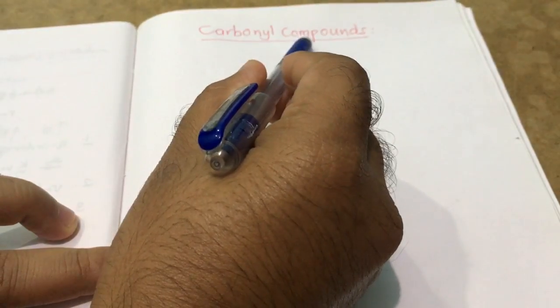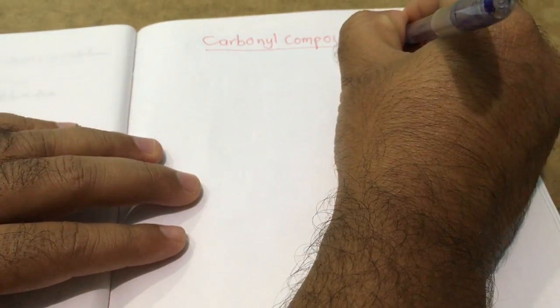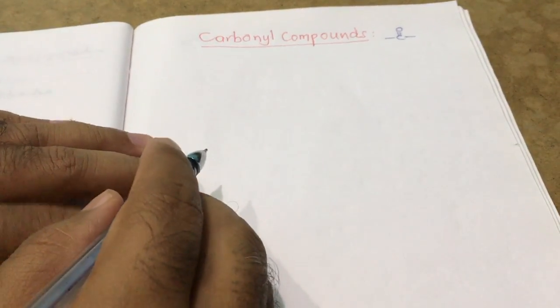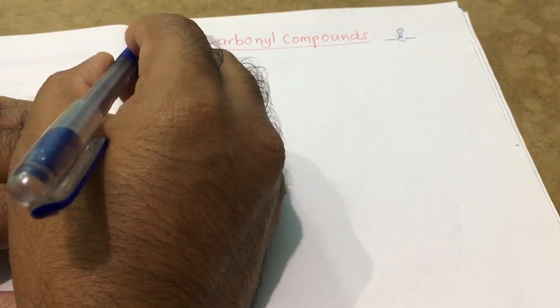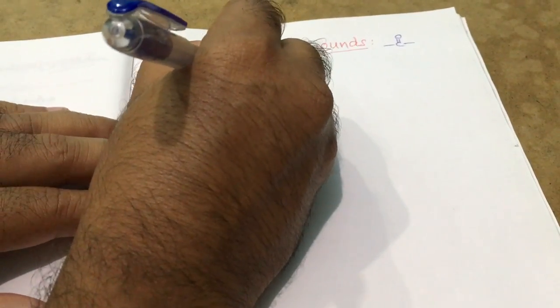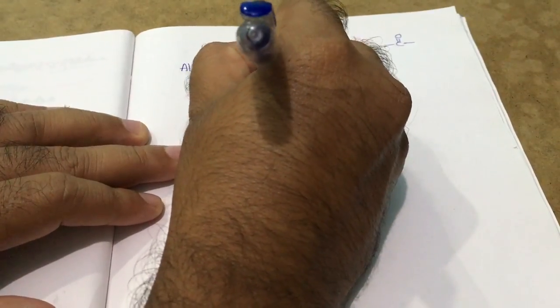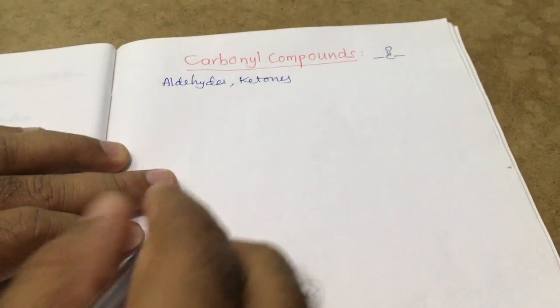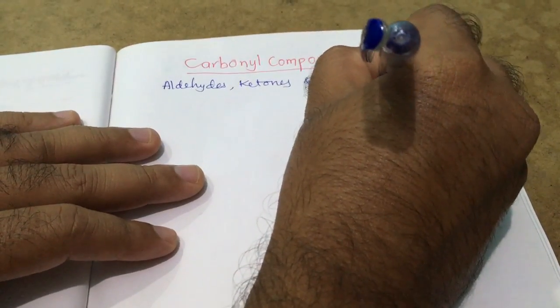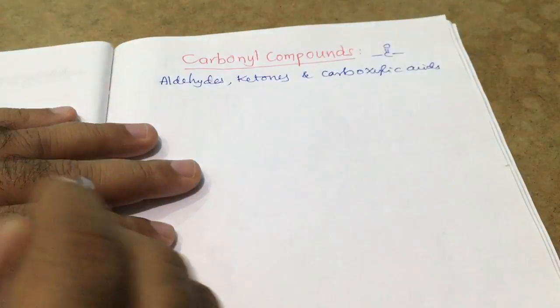Hi everyone. Today I want to discuss carbonyl compounds. Carbonyl compounds have the C=O group. At PUC or intermediate level, we have aldehydes, ketones, and carboxylic acids. These have the C=O group.